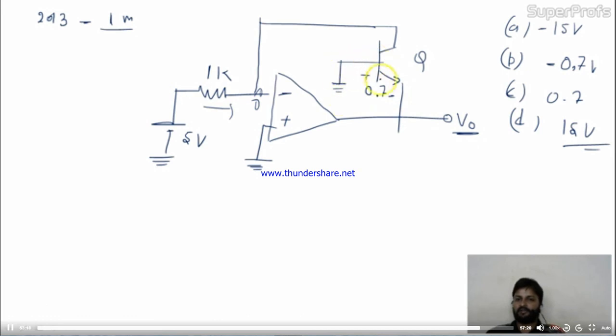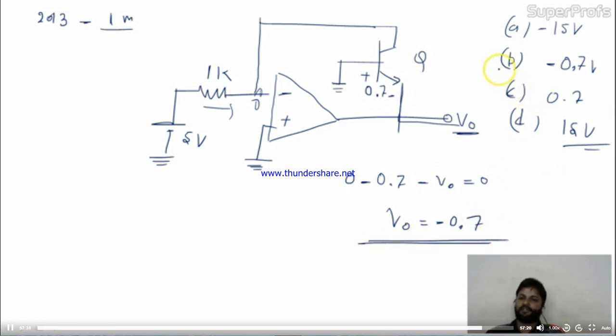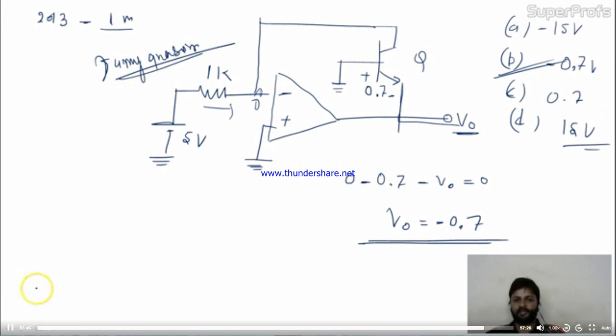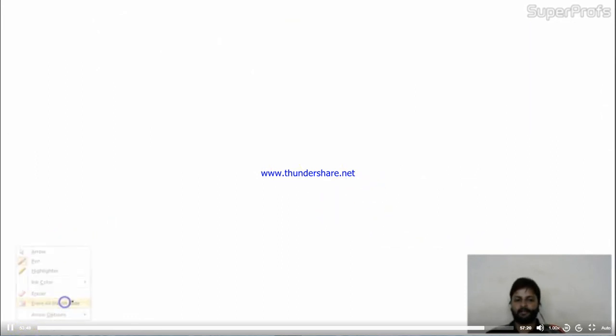Let me start with 0. Here I'm getting minus 0.7, here I'm getting minus 0.7. At this terminal I'm getting V0. So this is minus V0 equal to 0, V0 equal to minus 0.7. So in 3 seconds you are getting the answer. That's why I called it a funny question. So sometimes they ask the question like this. Okay. Let me take another problem.